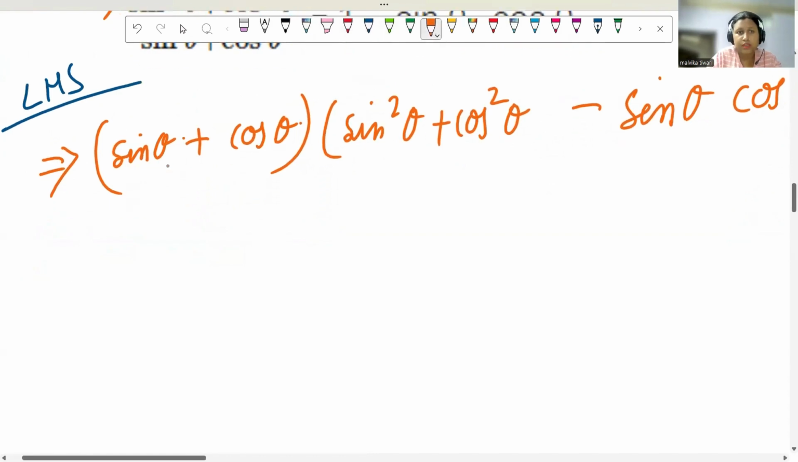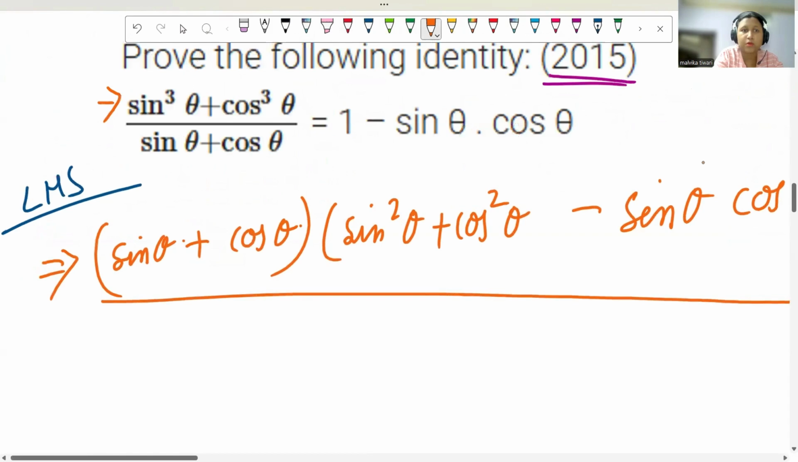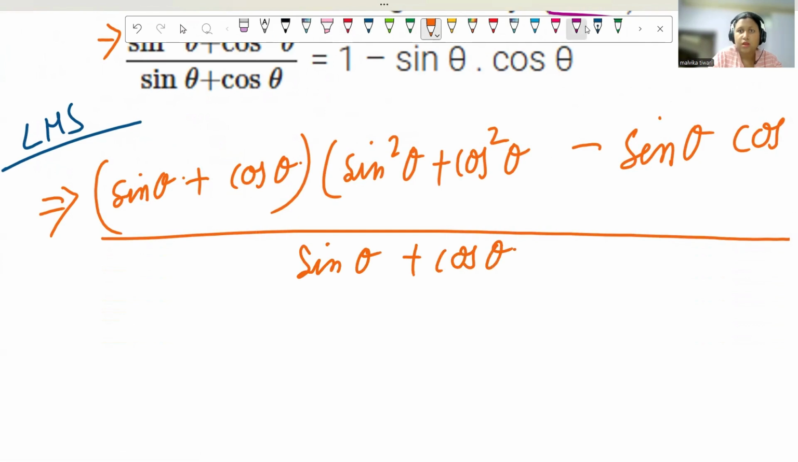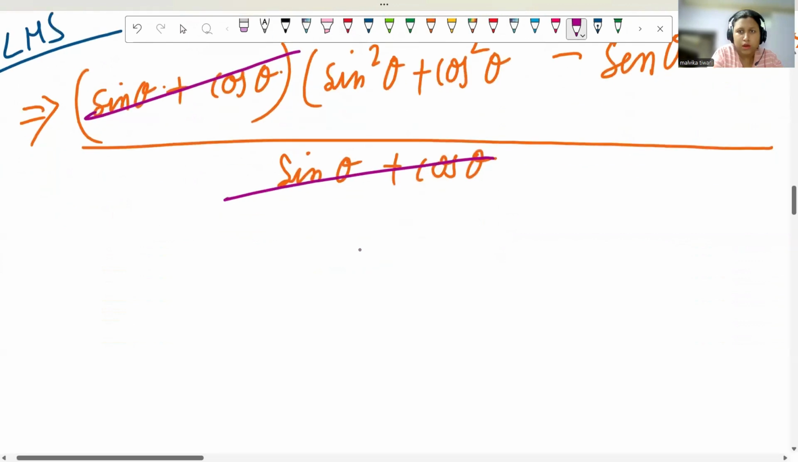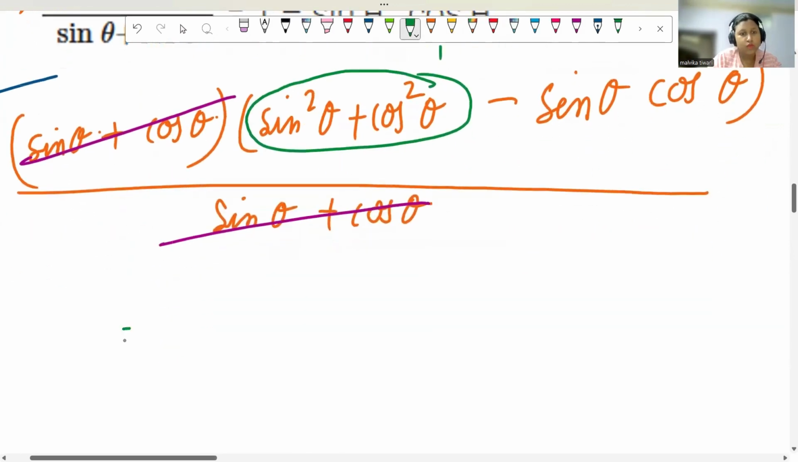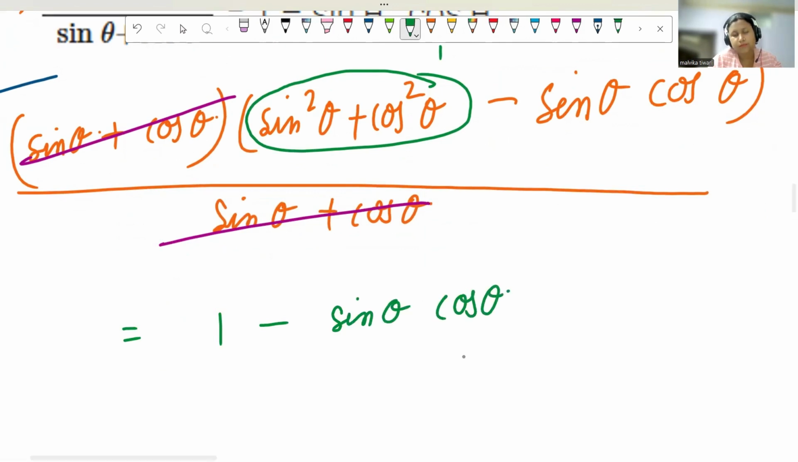Now, this is being divided by, at the bottom we are not going to do anything, this is sine theta plus cos theta. Now, this and this cancel out. And this part is 1 because of the identity. So we have 1 minus sine theta cos theta. Simple, very easy, very efficient.